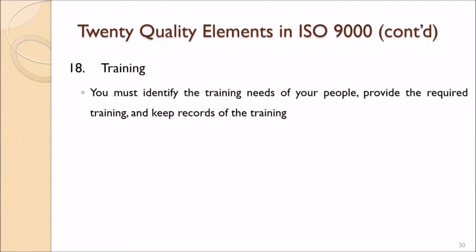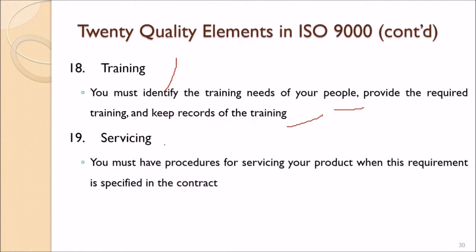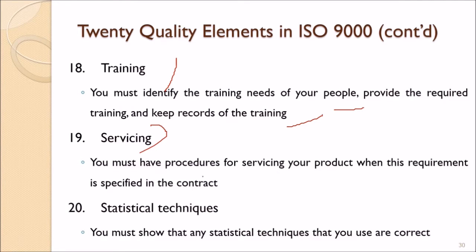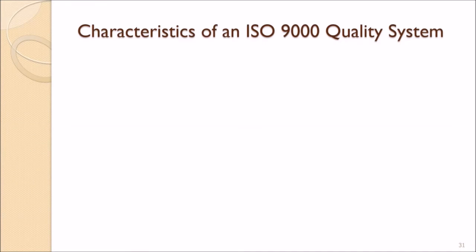Then comes the training. Identification of training needs for your people, providing the required training, and then keeping a record of what and where the person has been trained, and what more training is required. The servicing. You must have a procedure for servicing your product when this requirement is specified in the contract, if at all servicing is there. Then the important one is statistical technique. You must show that any statistical technique that you are going to employ is correct.